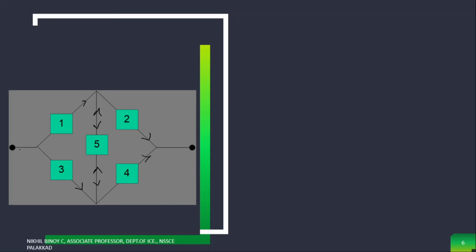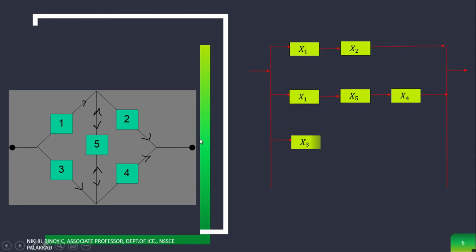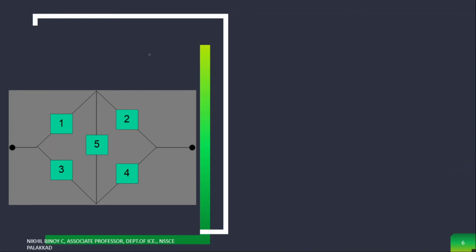Means we have a path through 1, 2. As we are following this arrow mark, then we have a path through 1, 5, 4. Then we have a path through 3, 5, 2. Then we have a path through 3, 4. So that means we have a reliability block diagram. We can modify the reliability block diagram like this one. Is it okay? Here this one is an arrow mark. Okay. Then here it is unidirectional. Only one direction we have.